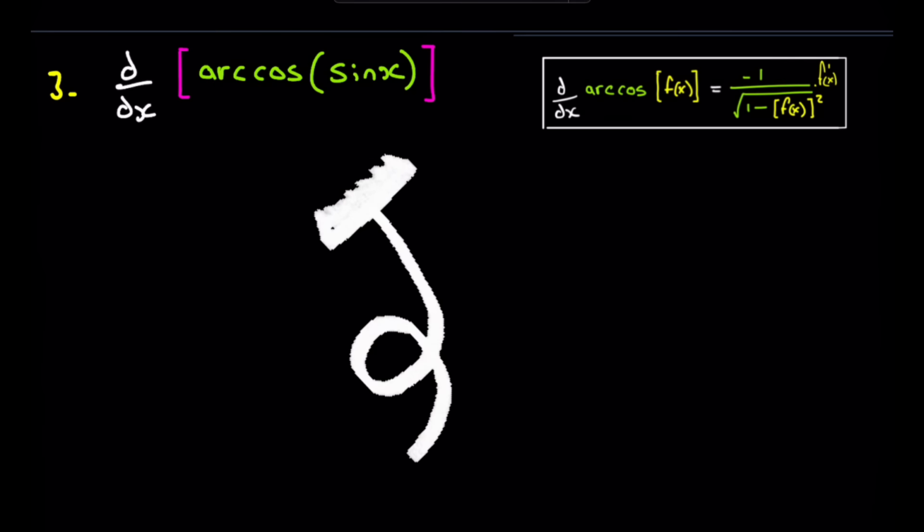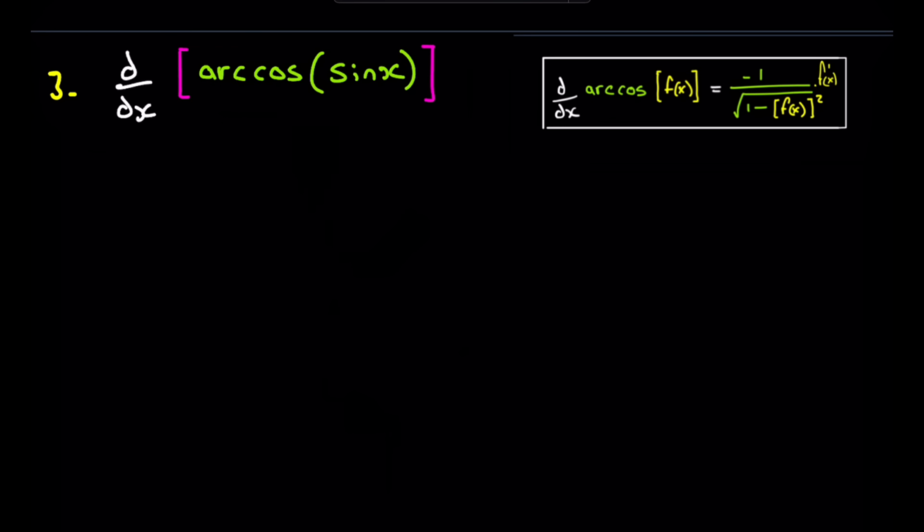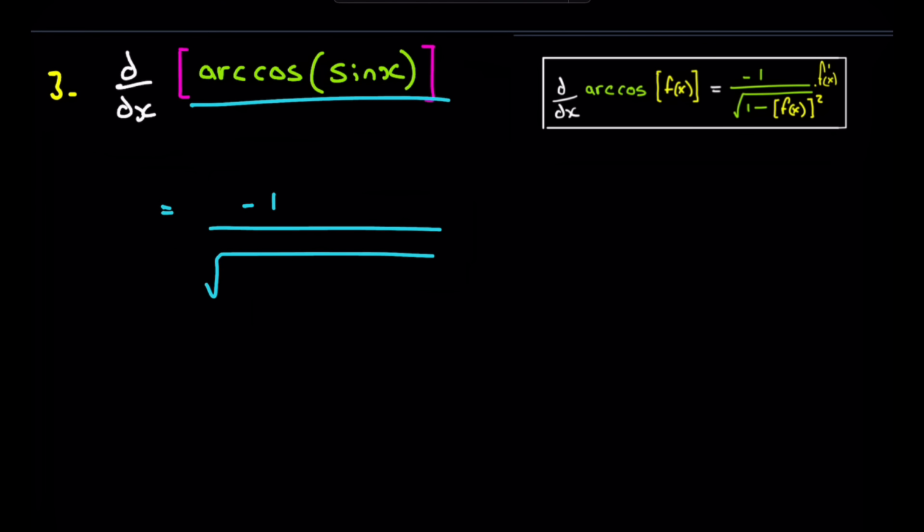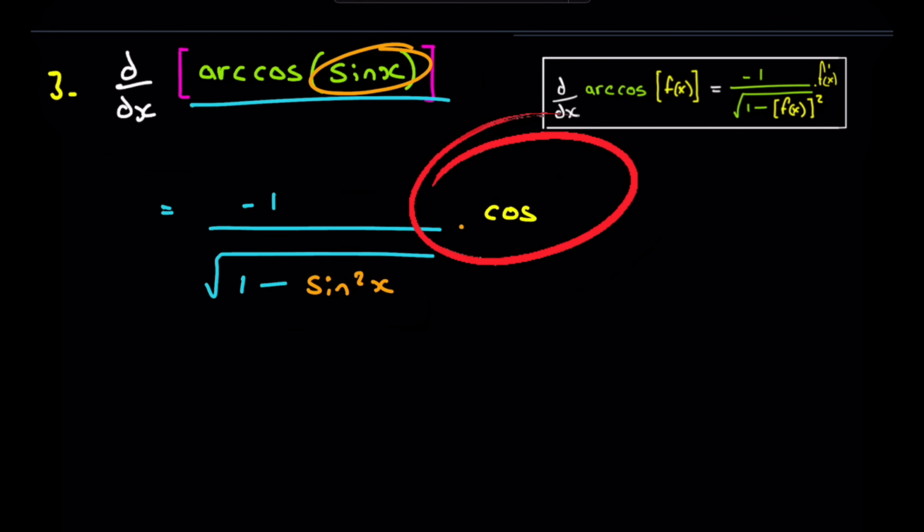Okay, question 3. So d by dx of arc cosine sine x will result in -1 over the square root of 1 minus the bracket, so this function of x here squared, so that's going to end up in sine squared x, multiplied by the derivative of sine x, so that will be cosine x. Now there's an interesting result here.